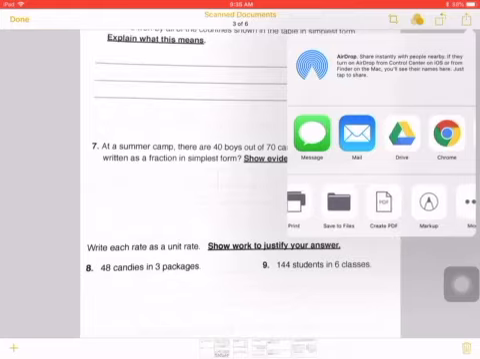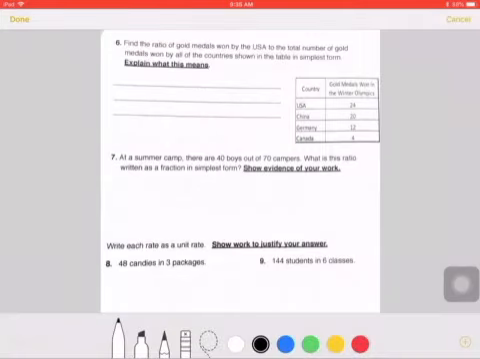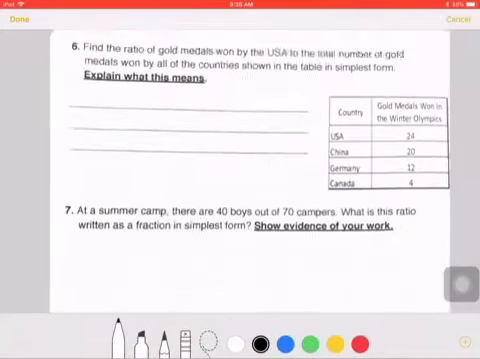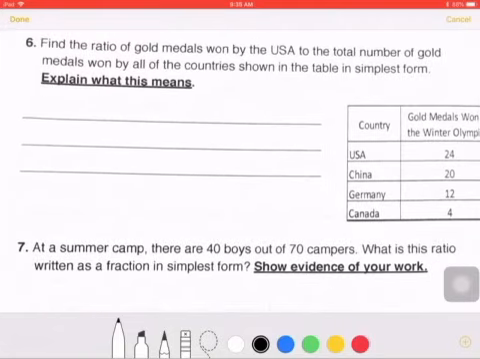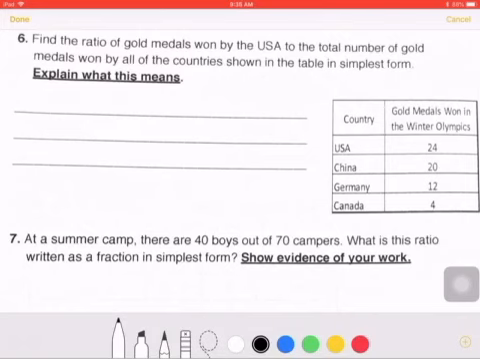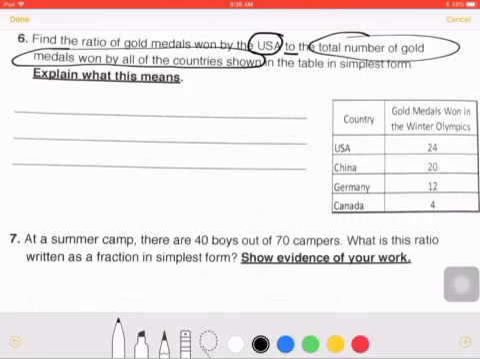Starting on the top, number 6. This says find the ratio of gold medals won by the USA to the total number of gold medals won by all the countries shown in the table in simplest form. So it's USA's medals to the total number of gold medals by all of the countries. USA has 24, and all the countries together, if I add those up, have 60.